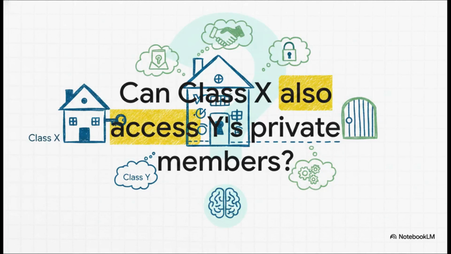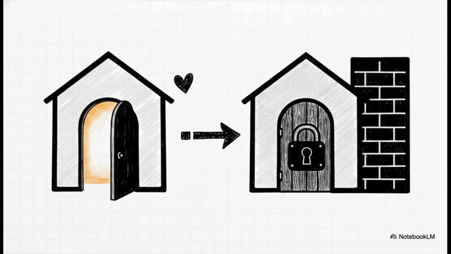Now, seeing that interaction, a very logical question pops up. And by the way, interviewers absolutely love to ask this as a trick question to see if you really get it. If class X makes class Y a friend, can class X also access class Y's private members? I mean, think about it for a second. If I give you the keys to my house, do I automatically get the keys to yours? The answer is a massive, definitive no.